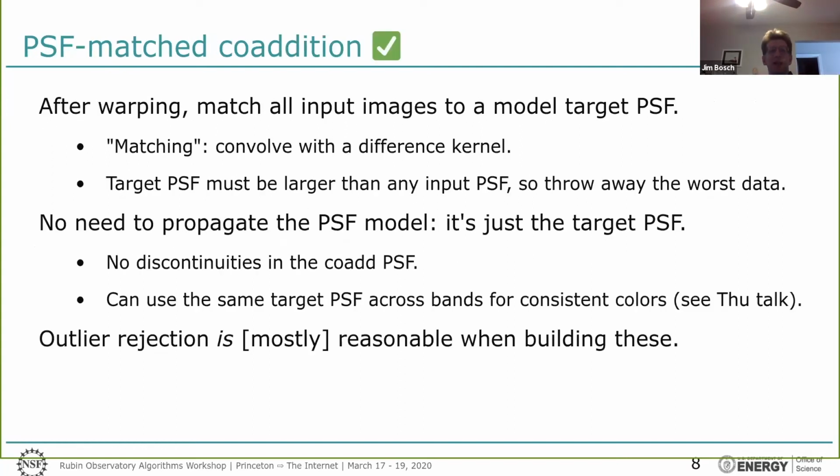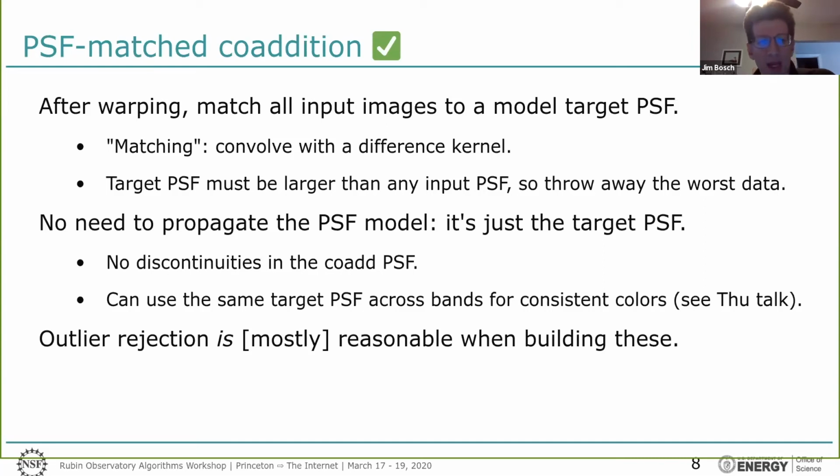Next up, PSF-matched coaddition. In this case, after warping, you match all the input images to a target model PSF. That's usually some analytic PSF. By matching, I just mean you convolve with a difference kernel. It's necessary for the target PSF to be at least a little bit larger than any input PSF, or at least very close to that. And that means you have to throw away the worst seeing images.